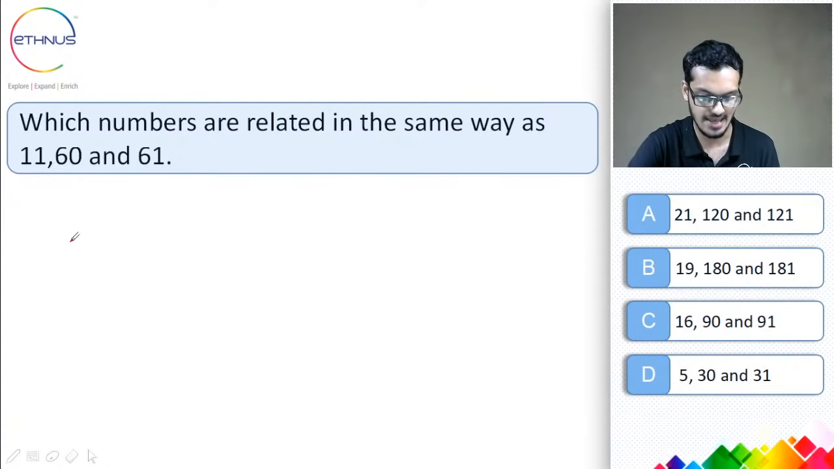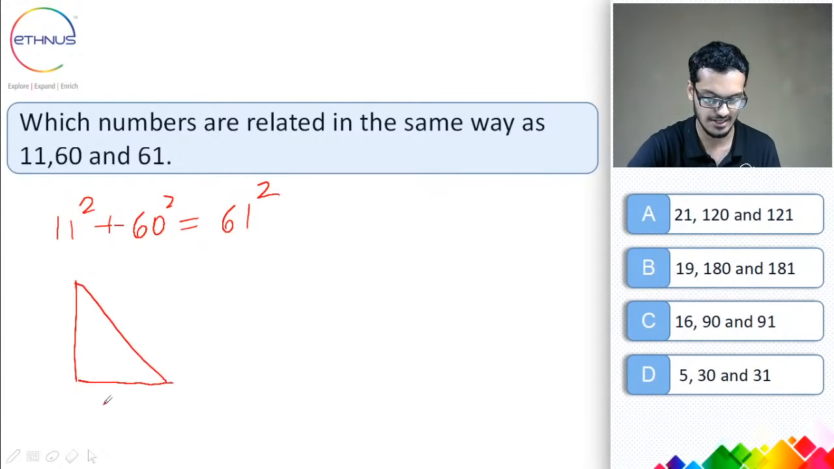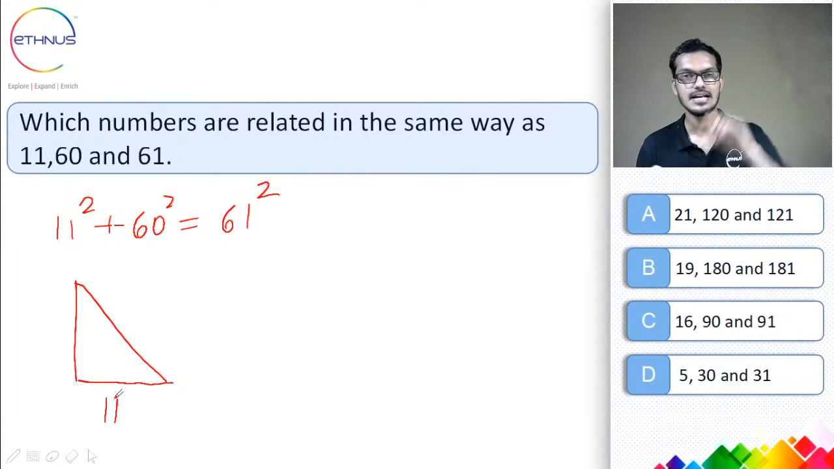Now here, 11 square plus 60 square is nothing but 61 square. So this is what we get, and remember this, always 11, 60 and 61. And here let me tell you a technique to identify this. Whenever you have 3 numbers and there is a prime number, especially if there is a prime number, then you can easily find out the other numbers. For example, in a right angle triangle, if one of the sides is a prime number, then you can easily find the other ones. When I say one of the sides, it shouldn't be the hypotenuse, it should be one of the other 2 adjacent sides.